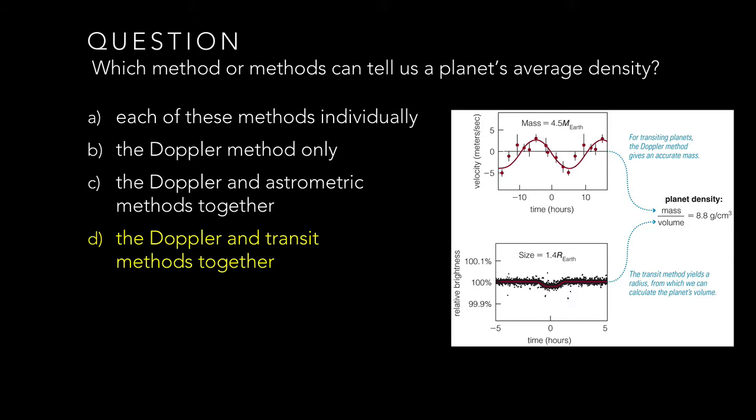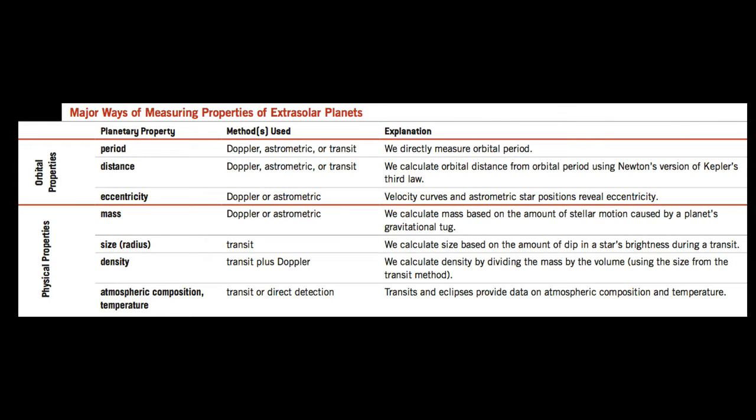The answer is D, the Doppler and transit methods together. In that case, we will know the planet's mass from the Doppler method, and its size and hence its volume from the transit method. And knowing both mass and volume allows us to calculate average density. This table from your textbook summarizes the methods that can be used to measure each property. Today, we have data for enough planets that we can begin to draw statistically based conclusions about planets in general.